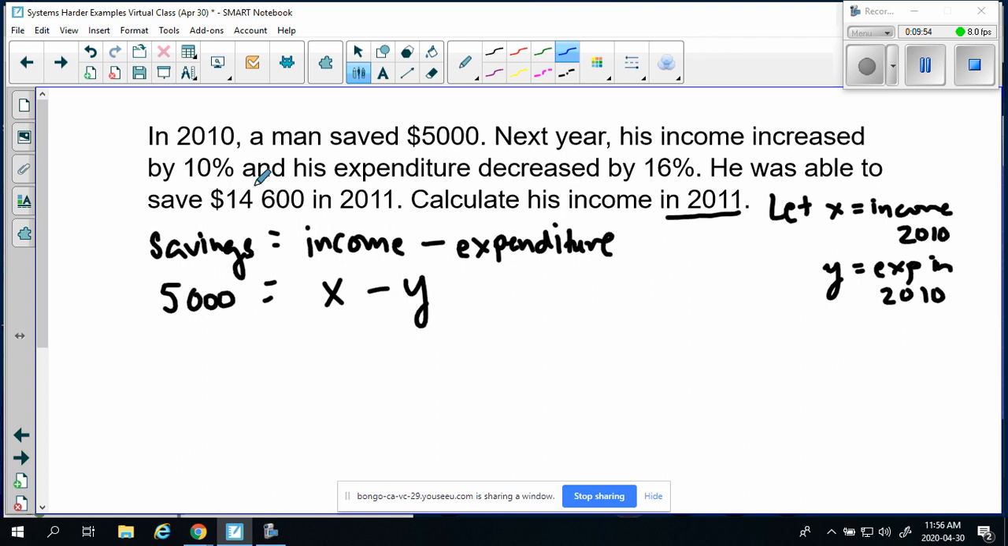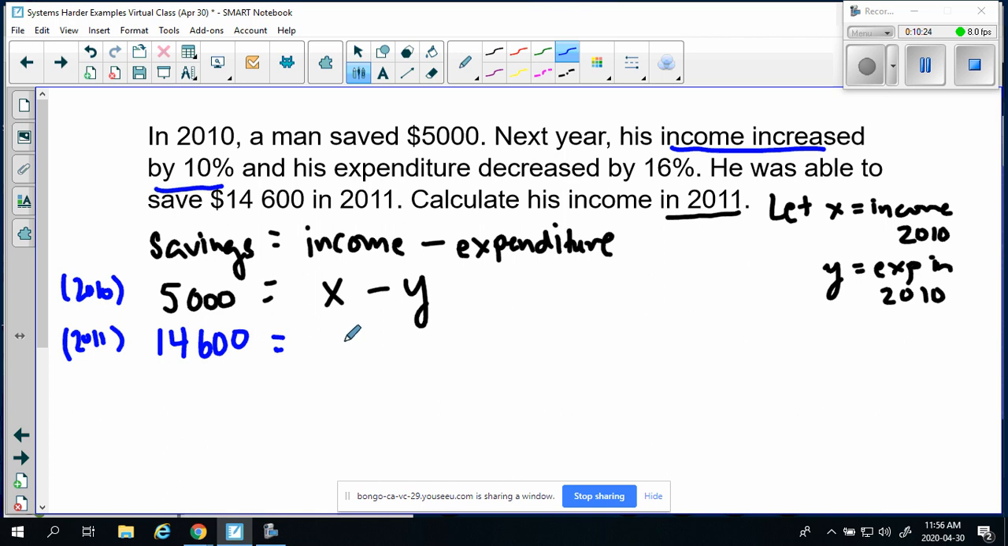Okay. But then in 2011, his income increased by 10%, and we know how much he was able to save. So we'll put in what we know, where he was able to save $14,600 in 2011. Okay, and up here is 2010. Okay, so we know that his income is not X. It's more than X. It's bigger than X. It actually, his income increased by 10%.